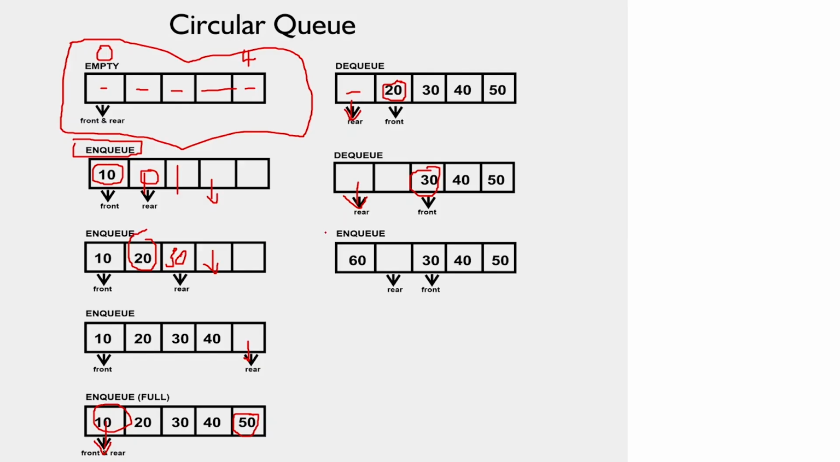Now let's perform an enqueue operation, and we enqueue 60. 60 is going to be in the position currently occupied by the rear, and the rear is going to move to the next available slot, which is this position. So this is basically how the circular queue operates.